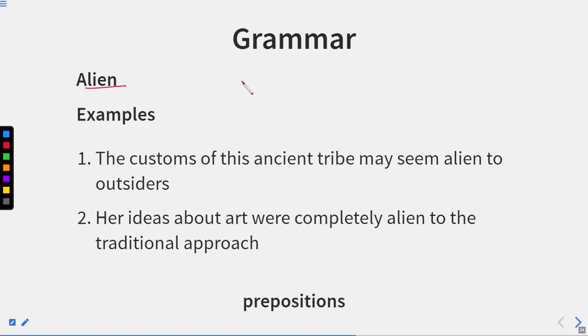In fact, it can also be used for the foreigners, or for the persons who are not the local natives of your area. So those people are also called alien. The customs of this ancient tribe may seem alien to outsiders. Alien to means different, as they are not of your particular area, so they are different to outsiders. Her ideas about art were completely alien to the traditional approach. Alien to means different from. So alien to means different in opinion, different in look, different in every manner. So that is alien to.